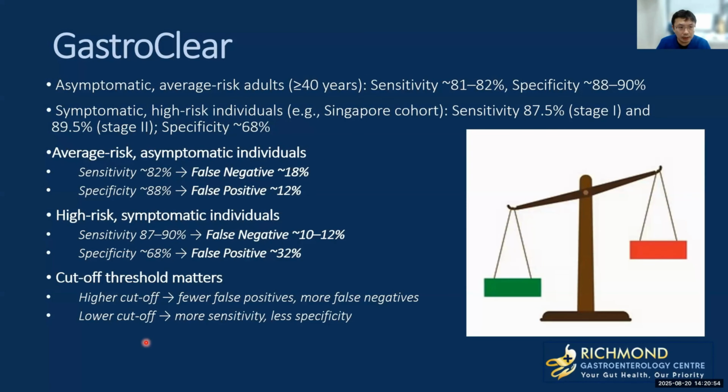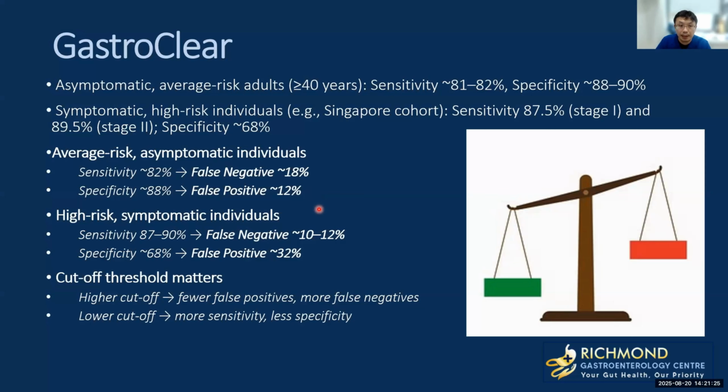So in an asymptomatic population, the sensitivity of this is 80 to 82%, specificity 88 to 90%. If you have a symptomatic high-risk individual, the sensitivity actually increases, but your specificity drops. So in your average-risk patients, there are false negative rates. The false negative rate for GastroClear is 18%, and the false positive is 12%.